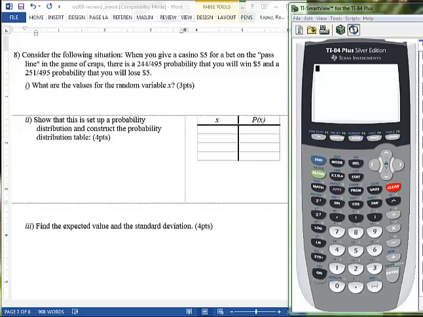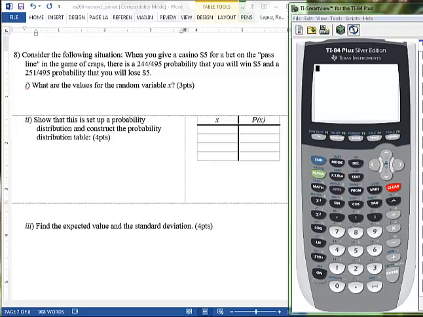Problem number 8 from your review. We have a situation where we're playing craps and we bet $5 on a pass line, and there's a 244 out of 495 probability that you'll win. And then the complement of that, 251 over 495, is that you will lose.